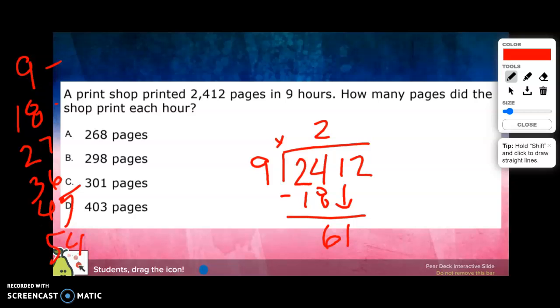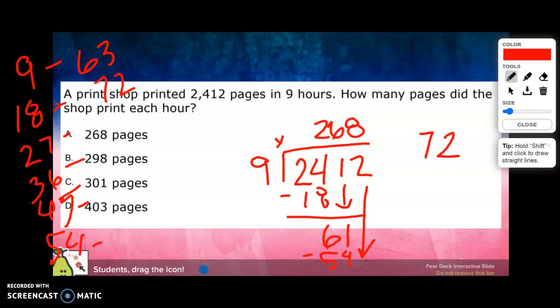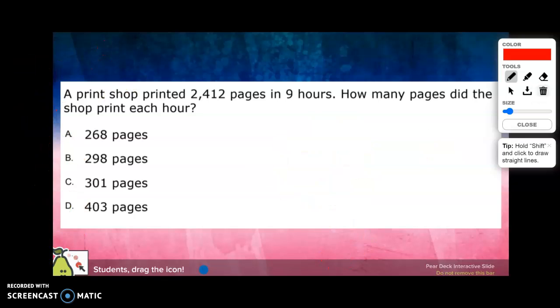54, 63. Okay, so it can go in 54. So 1, 2, 3, 4, 5, 6. When we subtract those, we are left with 7, but we bring down the 2 to make 72. So we see here that it would go into it 8 times. So the total amount is 268.